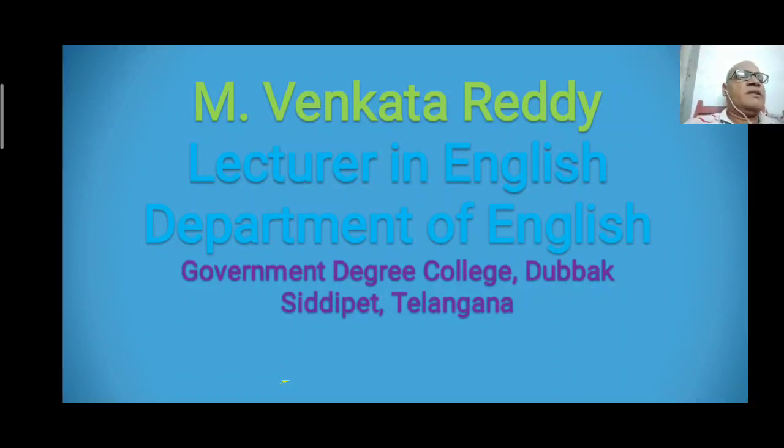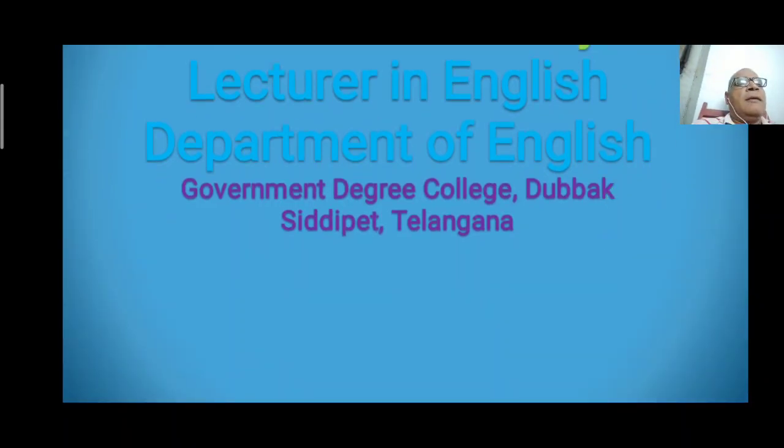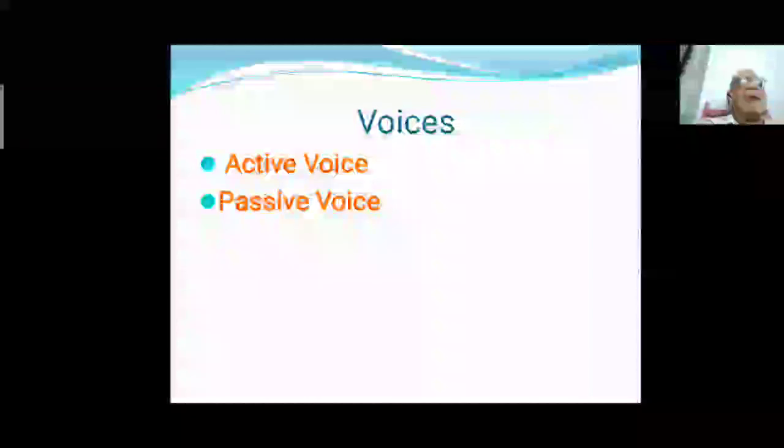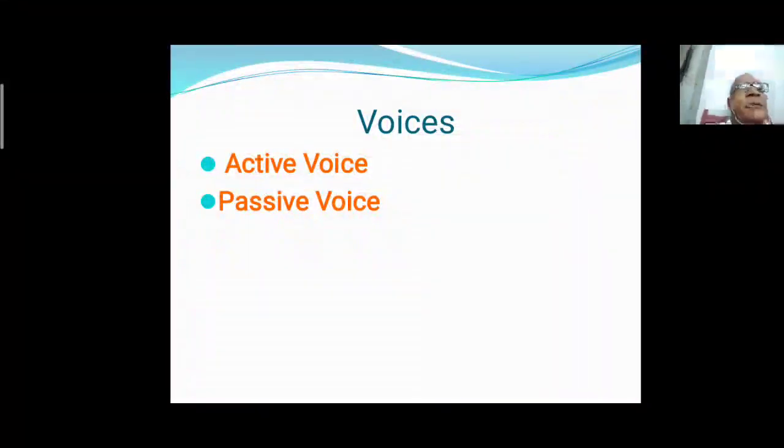Tense voices are explained in lectures 1 and 2, and this is the third and last lecture about voices. Let me have a quick recap on voices. Here, again, voices are of two types. They are active voice and passive voice.